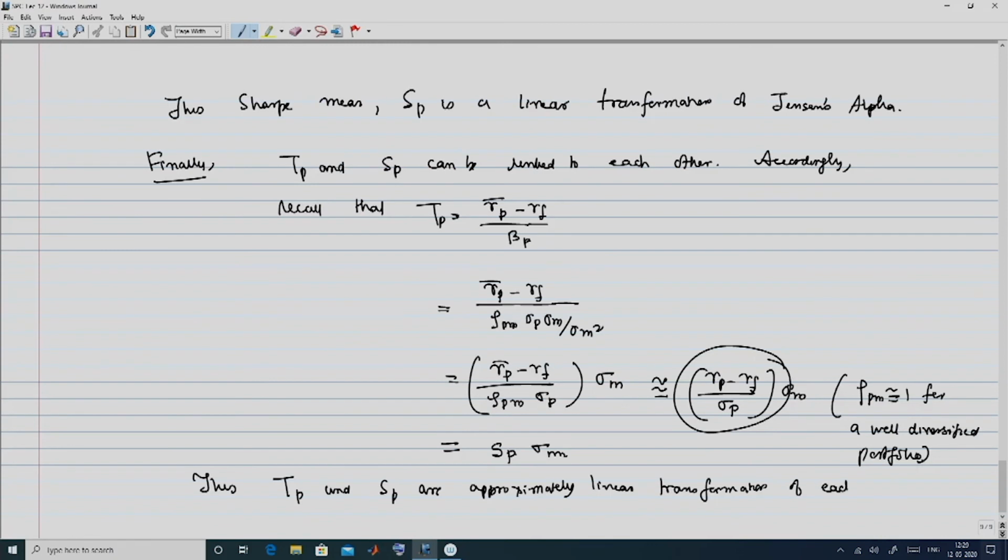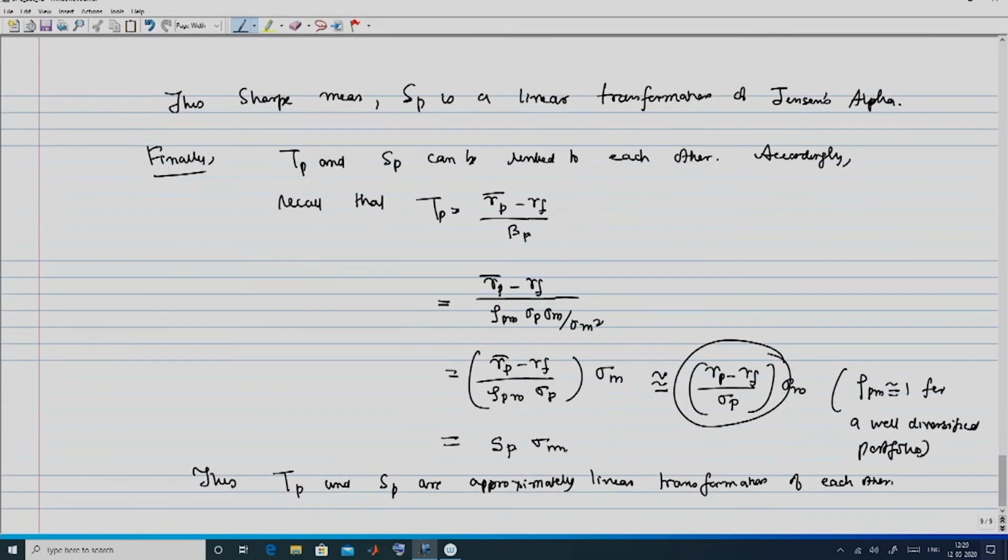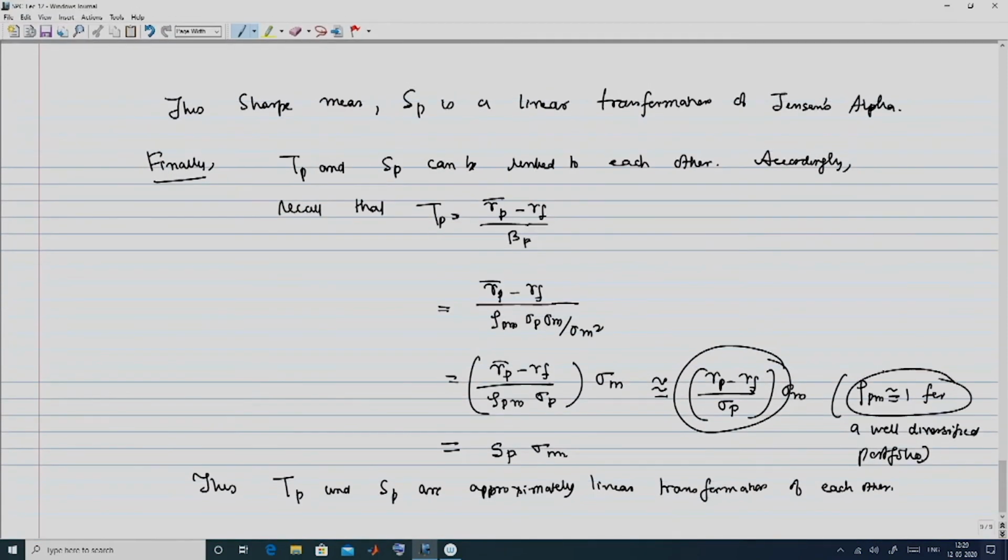And before I forget, I just want to point out that I have assumed rho p m is approximately 1 for a well diversified portfolio. The reason is that if your portfolio P is well diversified, the more diversified it is, the closer you are getting to the market portfolio M. That means you are getting closer to a portfolio mimicking the market portfolio, and accordingly the correlation coefficient will keep approaching 1.